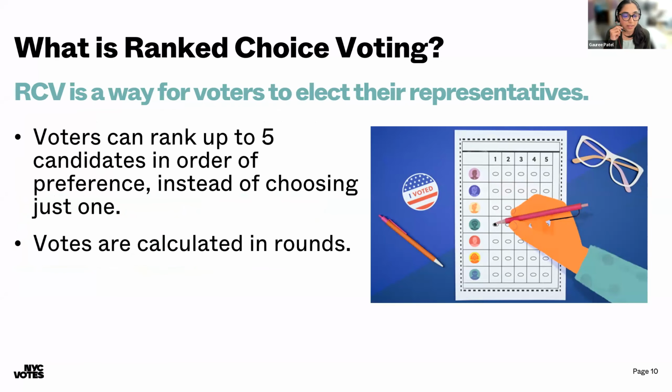Awesome. So I'm just going to go over a quick summary of what you all heard in the video. Ranked choice voting is used as a way for us to elect our representatives. We can rank up to 5 candidates in order of our preference instead of just choosing one candidate, right? And our votes are calculated in rounds. We'll talk a bit more about that in a moment.